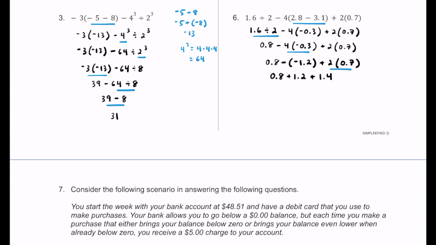Okay, so this is a lot nicer looking. It's just all addition. Let's go ahead and just add these first two. Those work out nicely. 0.8 plus 1.2 is going to be 2.0. I'm just going to write 2.0 to keep the decimals consistent. And then if we add 2.0 plus 1.4, or 2 adding 1 and 4/10, that's going to be a total of 3.4, or 3 and 4/10.